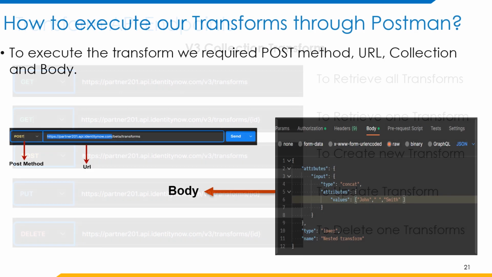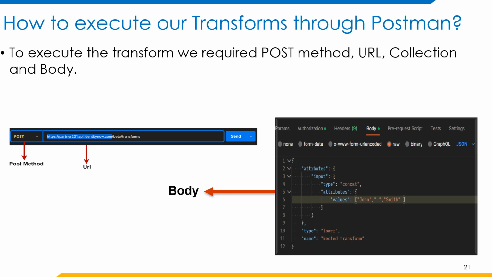In this slide, we will understand how to execute our transform through Postman. The first method is the post method. Under that, we have used the URL of our tenant, and the collection we have used is beta/transforms. Here we can use v3/transforms as well. Under the body, we have written our transform. In the next slide, we will understand what the response should be when you click the send option.